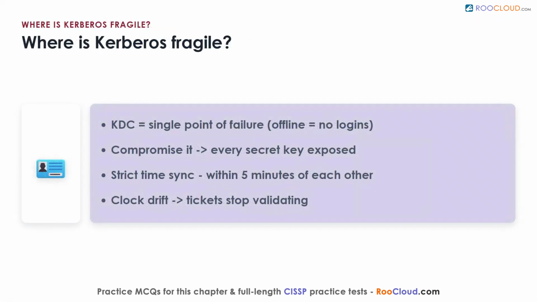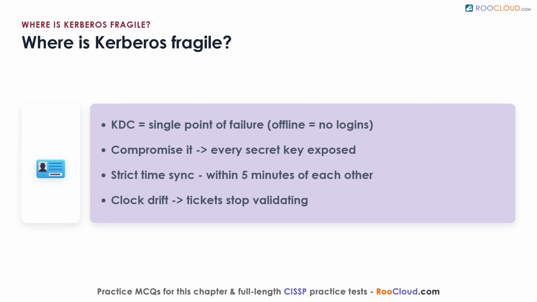Where is Kerberos fragile? In a couple of important places. First, the key distribution center is a single point of failure. Compromise it and every secret key on the network is exposed. Take it offline, and no one can authenticate at all.